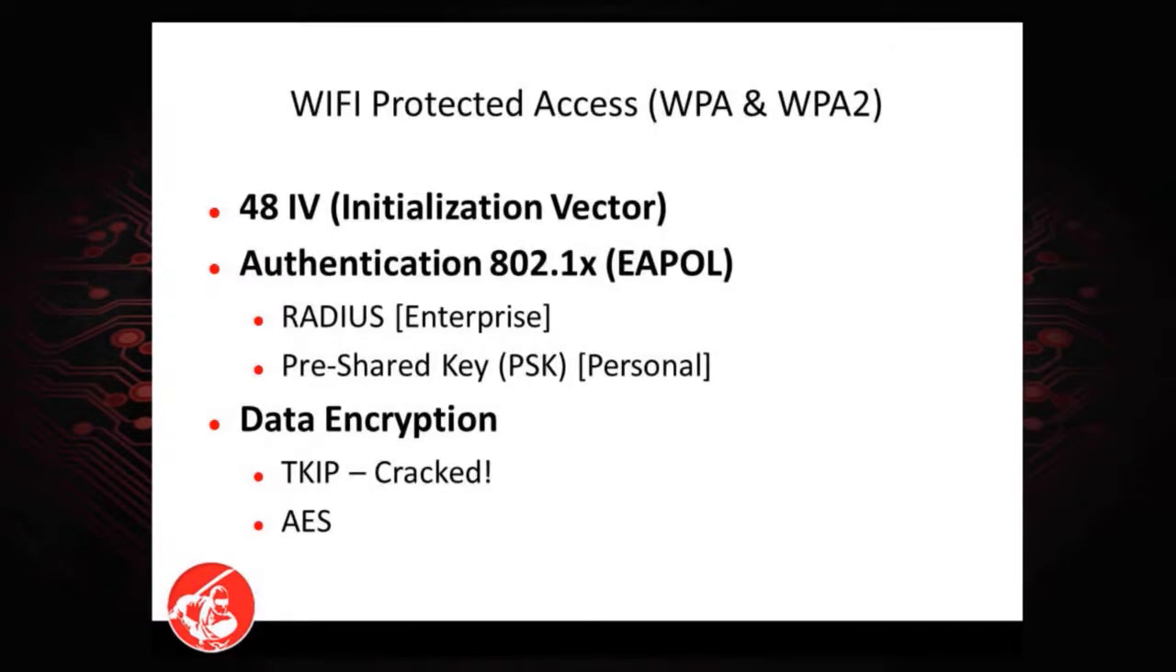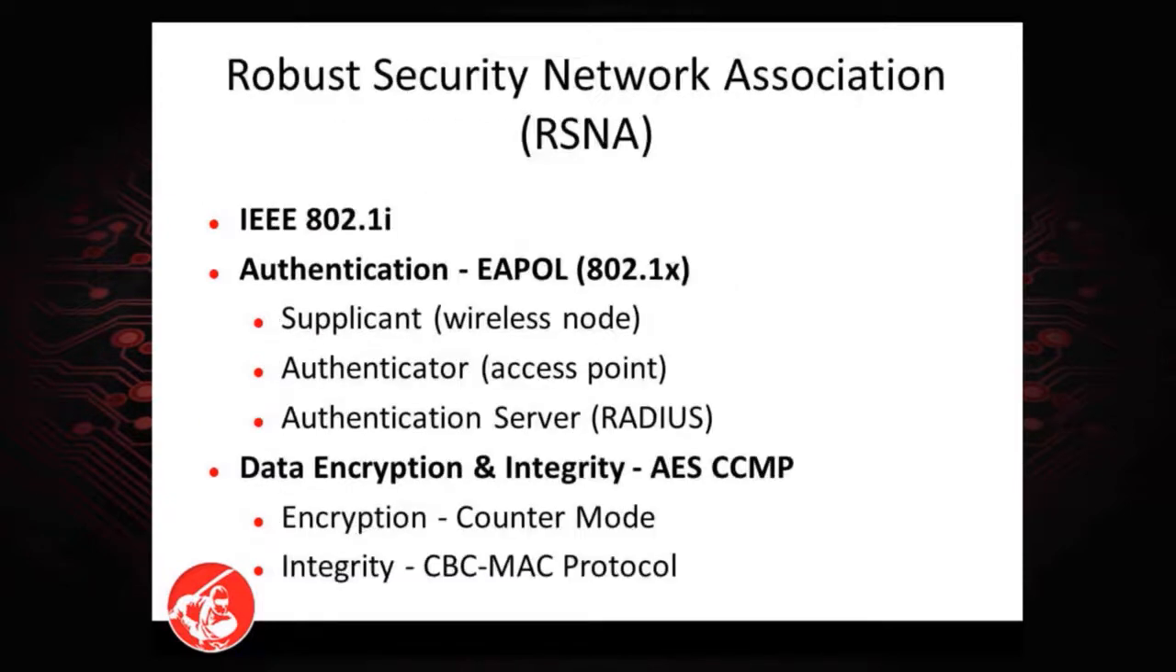Authentication is 802.1x, that was that EAPOL, Extensible Authentication Protocol over LAN, means the authentication goes over wired. If you're using WPA2 Enterprise, it's RADIUS. If you're using pre-shared key, it's personal. The data encryption, TKIP, as we show there in the slide, has had flaws and been cracked. It's recommended today you always deploy WPA with AES, the Advanced Encryption Standard.